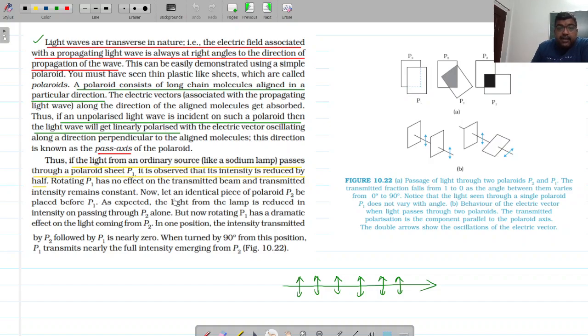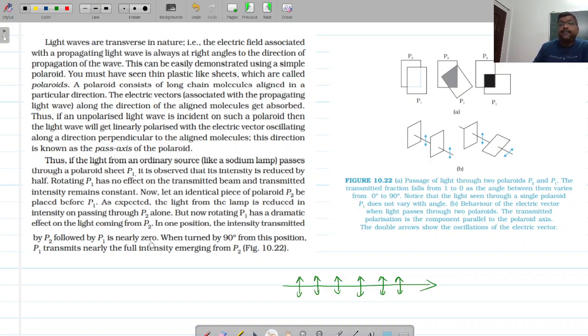But if an identical piece of Polaroid P2 is placed before P1, so now we have two Polaroids. Now P1 will make the intensity half. Unpolarized light is passed through P1, so intensity will be half. Now as expected, the light from the lamp is reduced in intensity on passing through P2 alone. But now P1 has a dramatic effect on light coming from P2. In one position, the intensity transmitted by P2 followed by P1 is nearly zero.